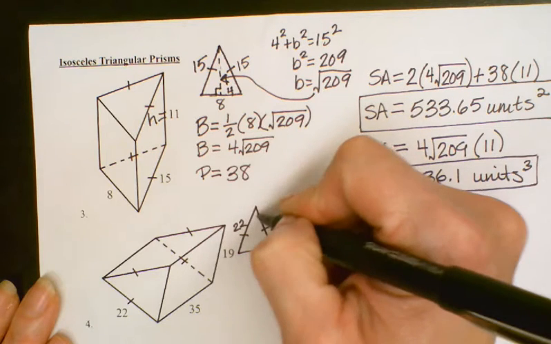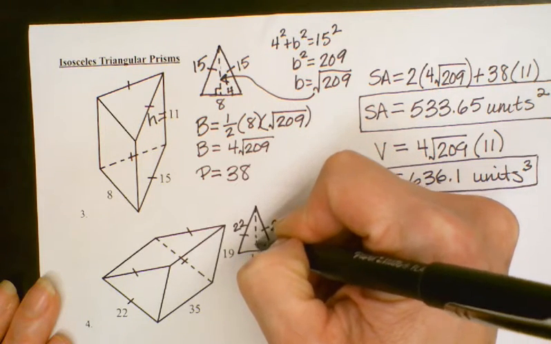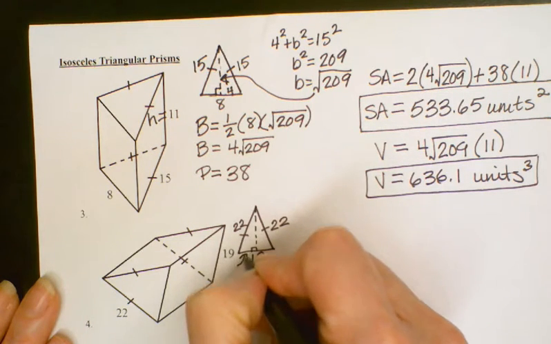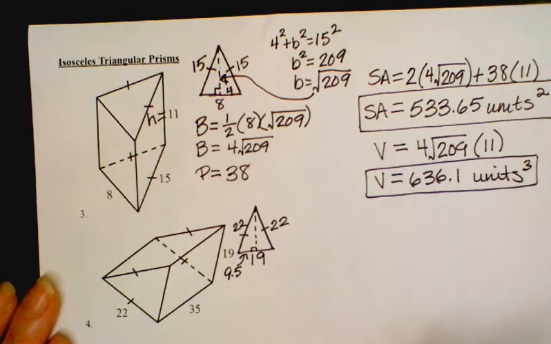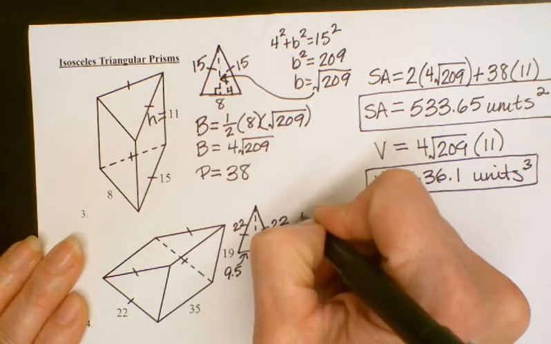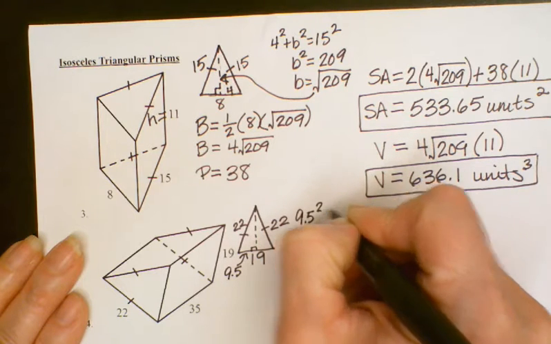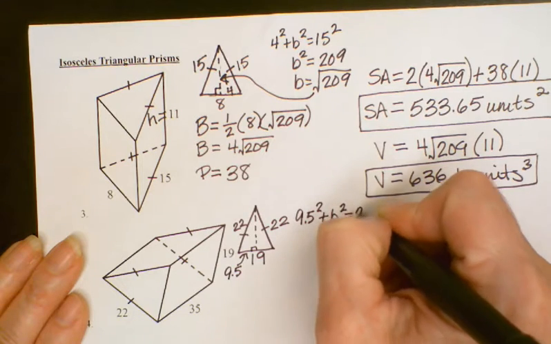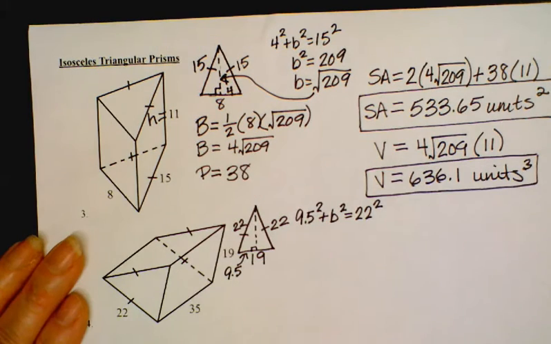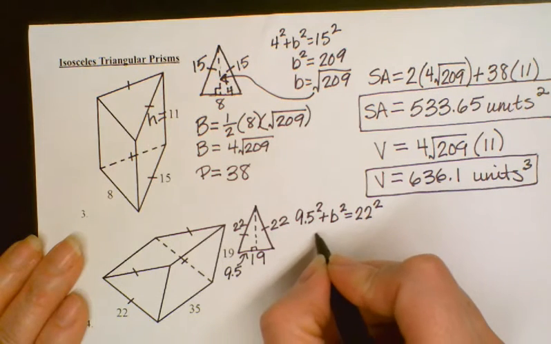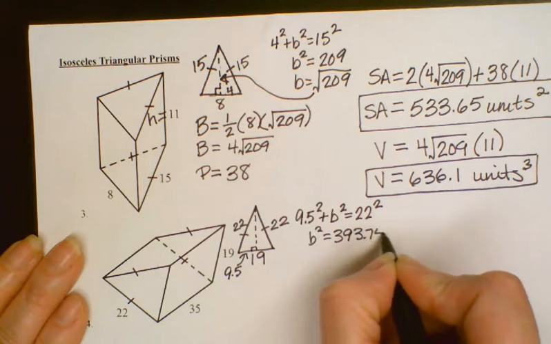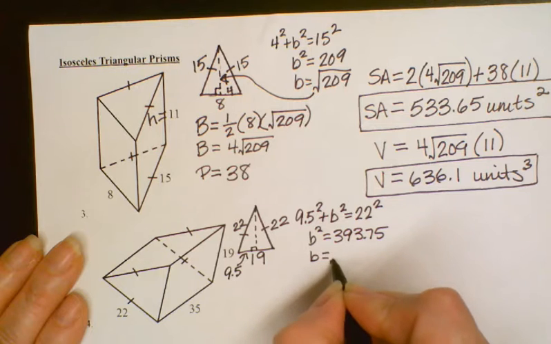All right, in order to find the area of this triangle, we have to determine the height of the triangle. Divide that 19 in half. Each of these will become 9.5 units long. So in our Pythagorean theorem, 9.5 squared plus b squared equals 22 squared. In this case, we get b squared equals 393.75. So b would be the square root of that value.